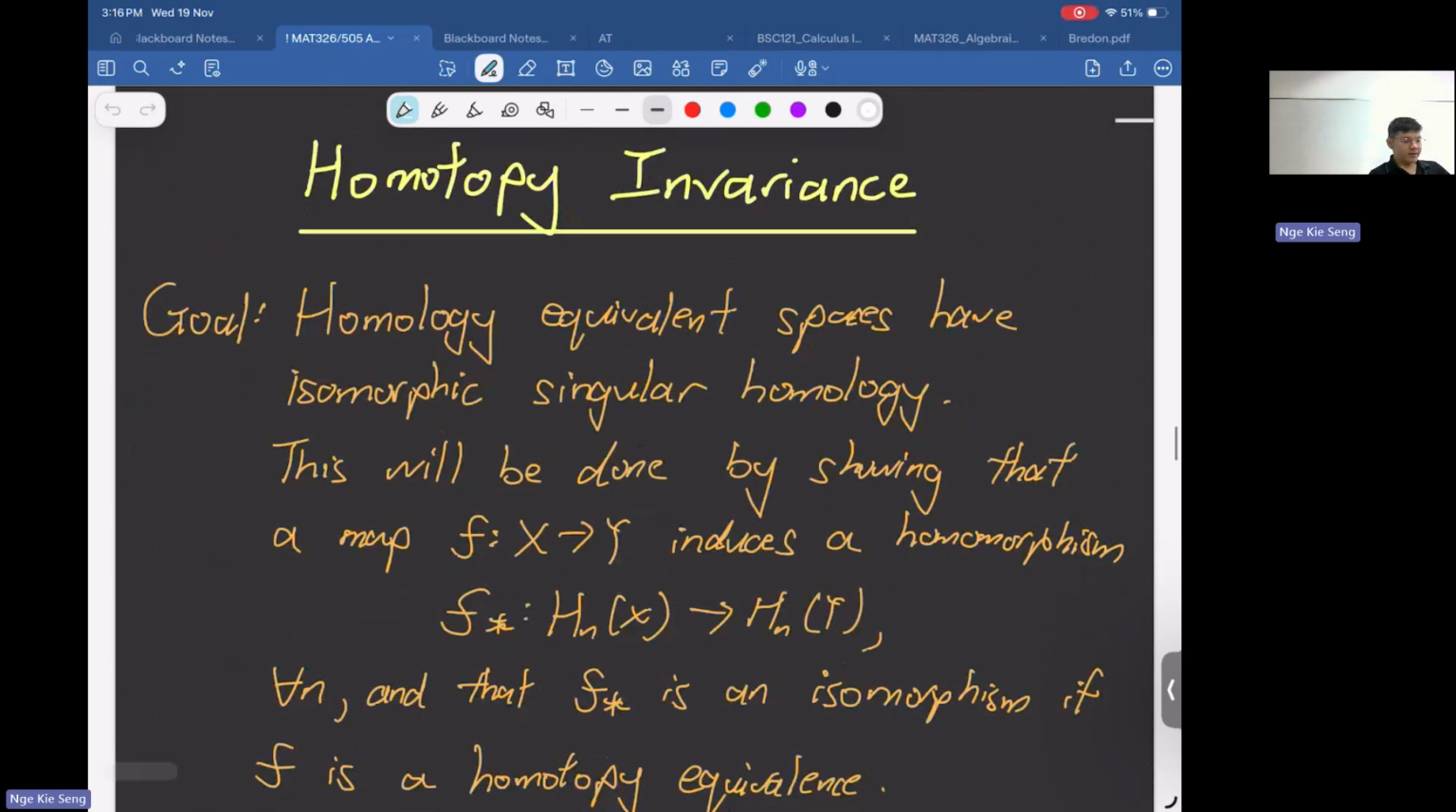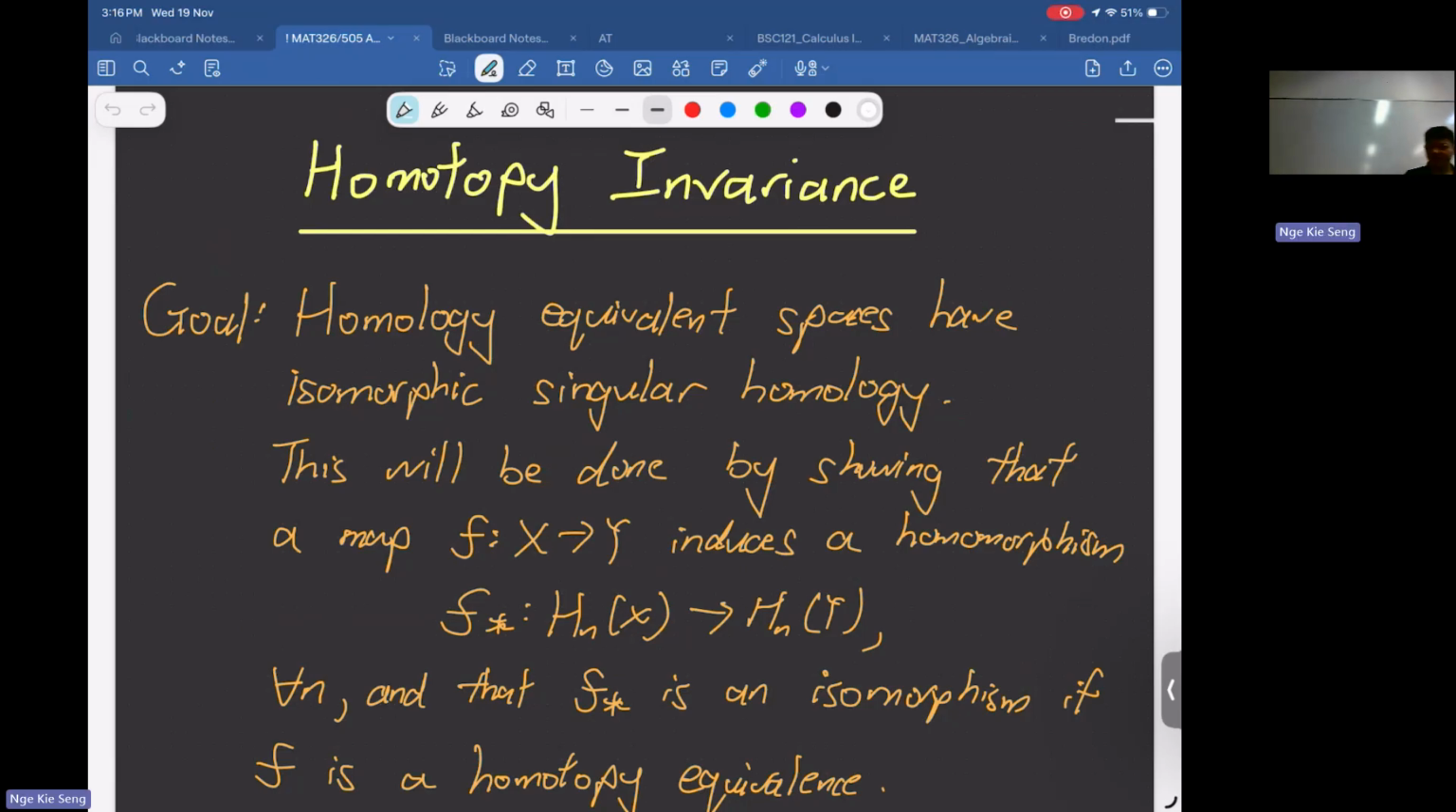Okay, next is about the homotopy invariance. So meaning we want to show, that's the goal we wanted to show last time, that we cannot do it for simplicial homology because otherwise it is too tedious. But for this it is already quite tedious. Okay, we want to show that homotopy equivalent spaces will have isomorphic singular homology.